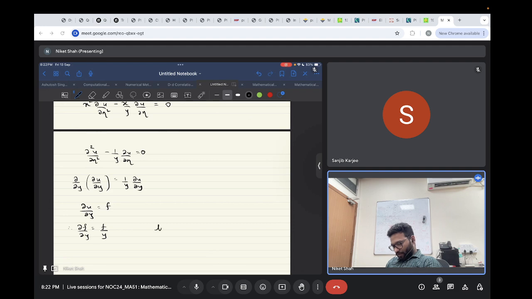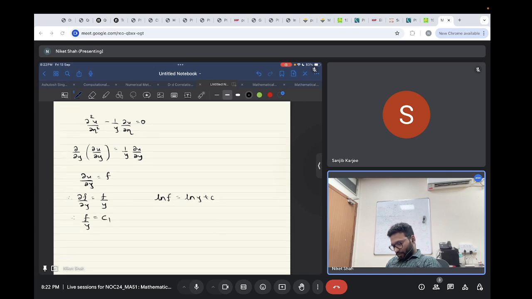This is simply ln f is equal to ln y plus c. So therefore, basically, this is f by y is equal to some constant c1. Del u by del y is equal to some c1 into y. So u is equal to some c1 y square.